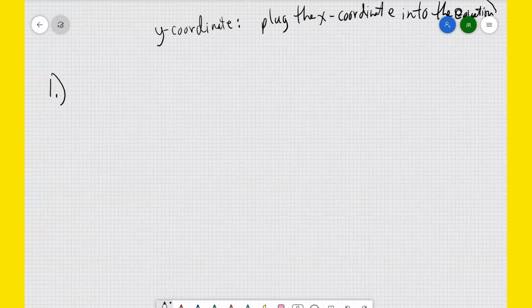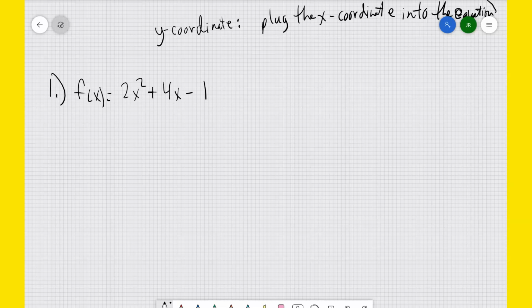Now let's do an example. The first thing we need to be able to do is make sure we can identify the A, B, and the C. The A is the number in front of the x squared. It's 2 in this case. The B is 4 in this case. The C is negative 1. So the A is in front of the x squared, the B is in front of the x, and the C is the constant that doesn't have an x with it.